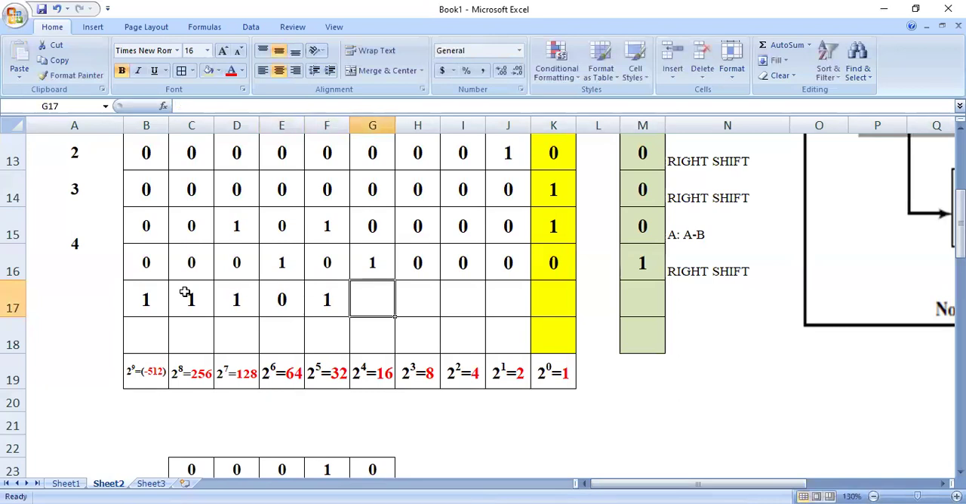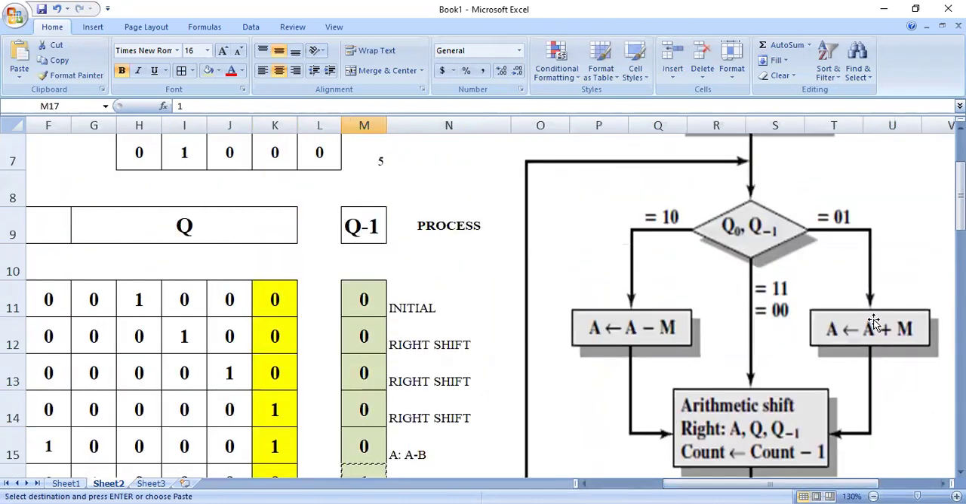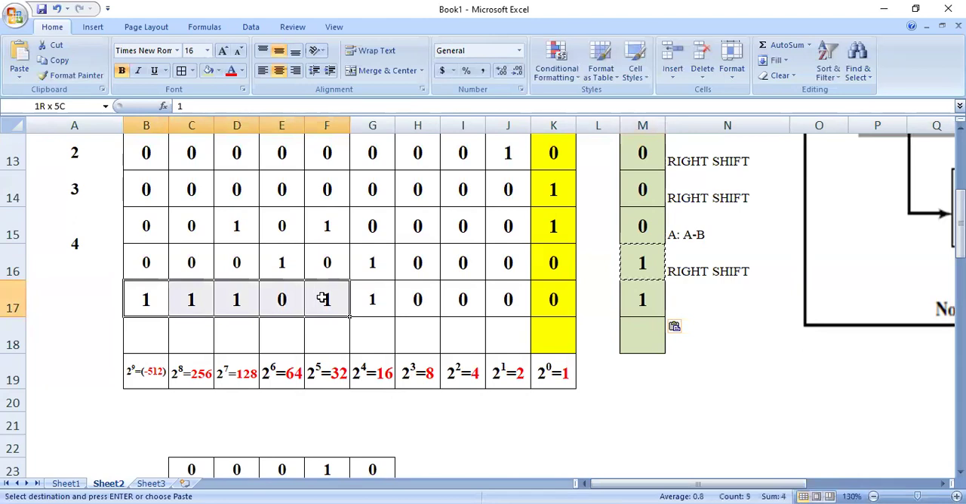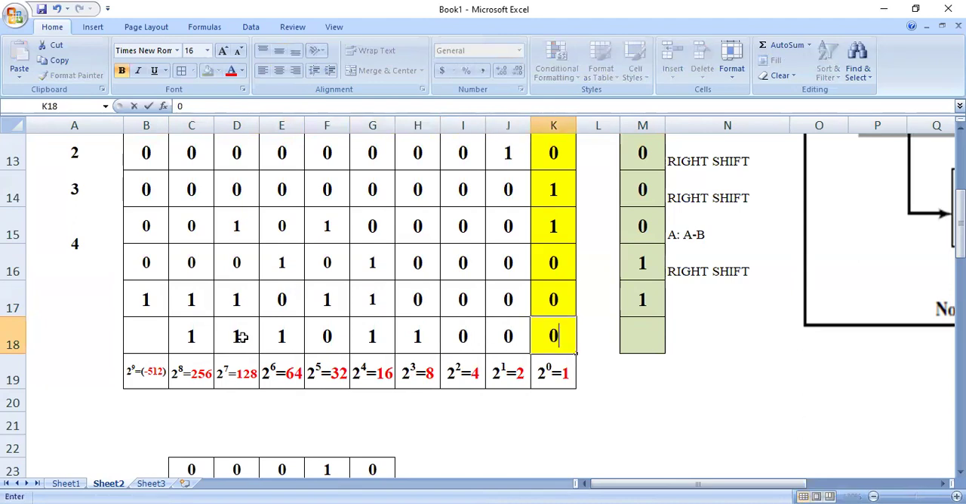11101 will be here. Use the same value of Q and the same value of Q minus 1. After performing this addition, we have to once again perform right shifting. So the values become 1, 1, 1, 0, 1, and Q is 1, followed by 0, 0, 0; this 1 will be discarded. This is count number 5.